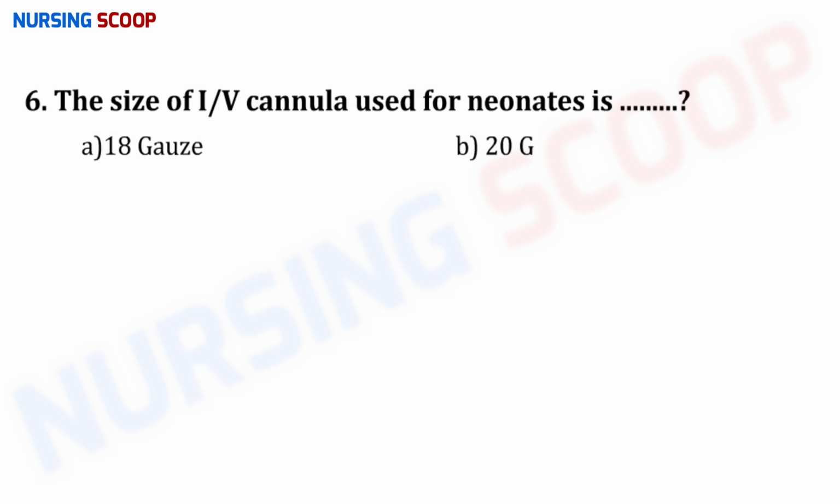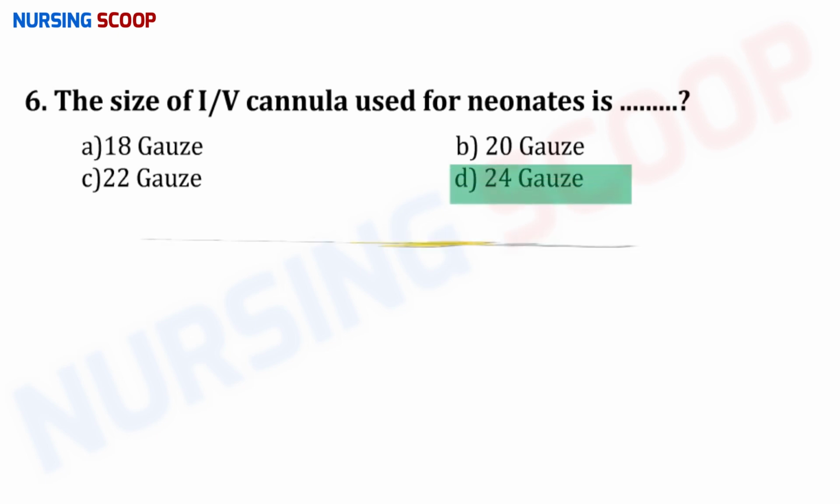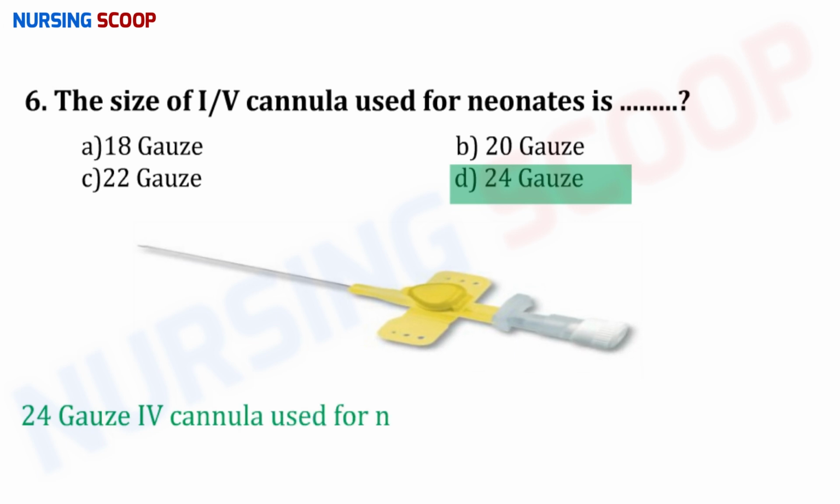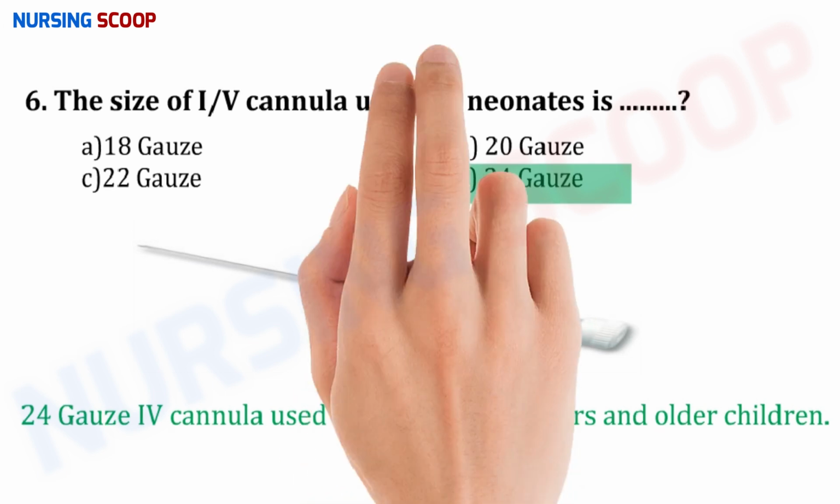So our next question is about IV cannula. So the size of intravenous cannula used for neonates is, and here are the options: 18 gauge, 20 gauge, 22 gauge and 24 gauge. So here the right option is option D, 24 gauge. So 24 gauge cannula is the yellow colored cannula used for neonates, toddlers and older children.